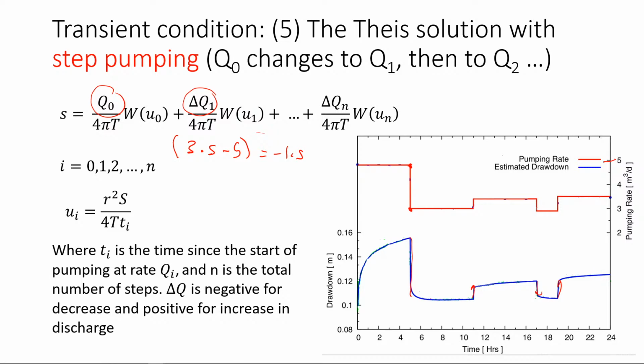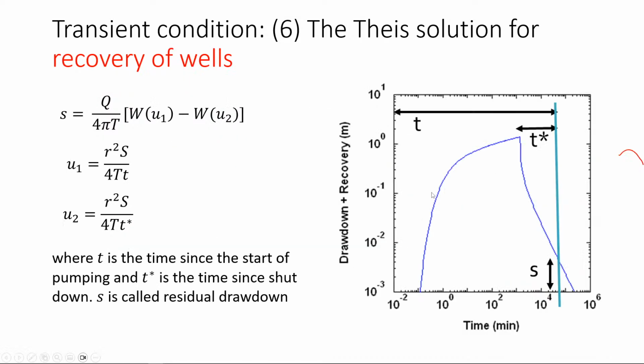And the other thing here is T. That's your cumulative time. So you need to account for your cumulative time, and you need to account for Q. Okay, that's for the case of step pumping.